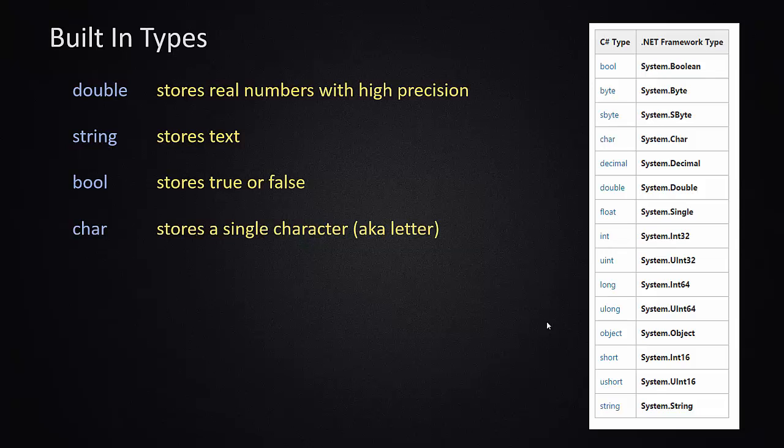Strings store text, booleans store true and false, and characters store a single character, like a letter, like an A or a B. These are generally the most commonly used ones. You can see in the table there's a few that we didn't talk about, but if you're doing most of your programming, you're going to use ints, strings, doubles, bools, and possibly characters.